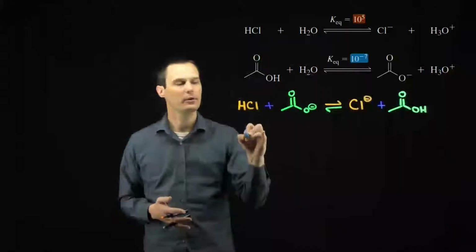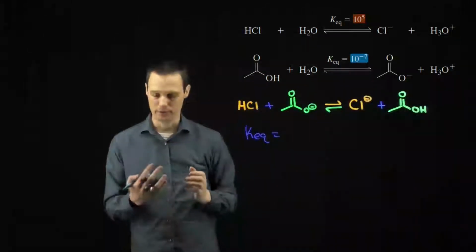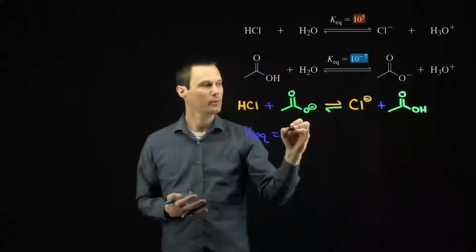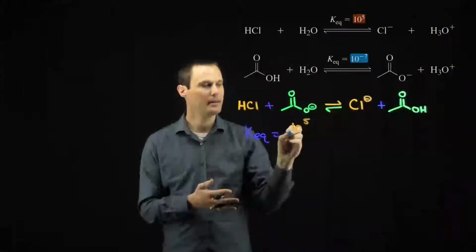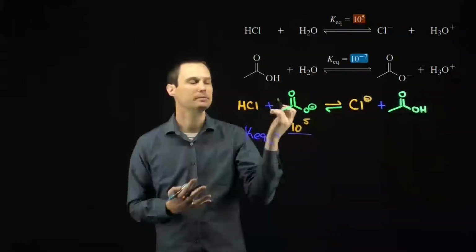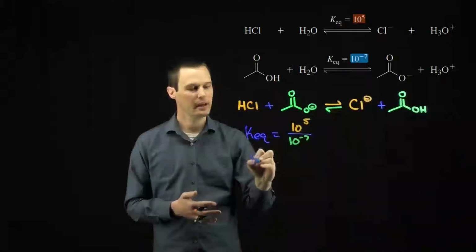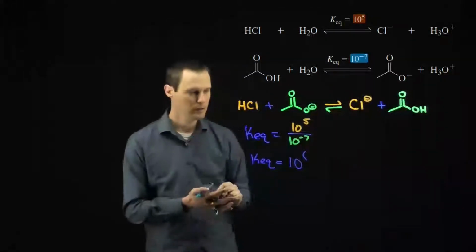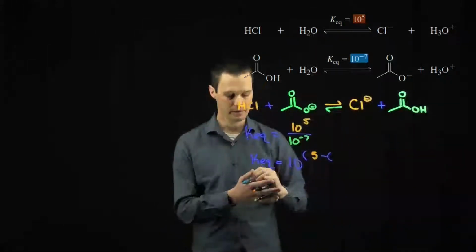The KEQ value can be calculated from the individual KEQ values of the individual reactions. We can calculate it as the KEQ value for the chloride reaction, 10 to the 5th, divided by the KEQ value for the acetate reaction, 10 to the minus 7th. That means the KEQ value for this reaction is 10 to the 5th minus negative 7.